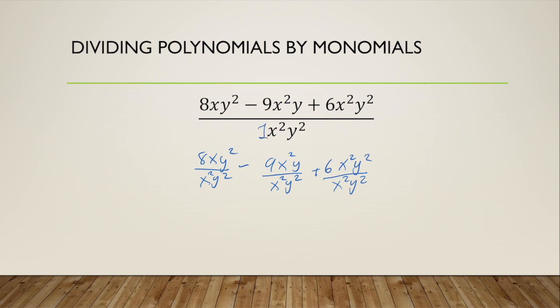So I'm going to have 8. If I have x divided by x squared, that would give me x to the negative 1, so I have an x in my denominator, and my y's cancel. Minus 9, my x squareds cancel. I've got a y in the numerator, but 2 in the denominator, so I have a y in my denominator. Plus 6, I've got my x squareds and my y squareds that cancel. So I have 8 over x minus the quotient of 9 over y plus 6 is my final answer.